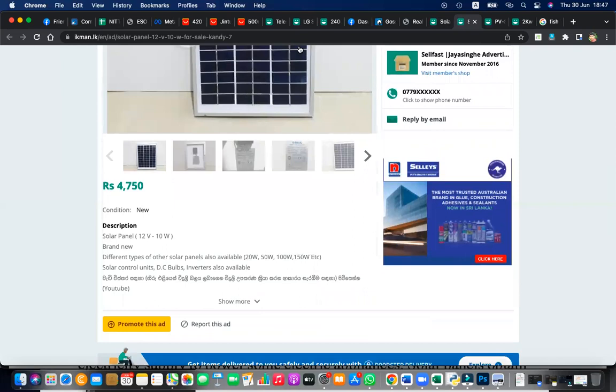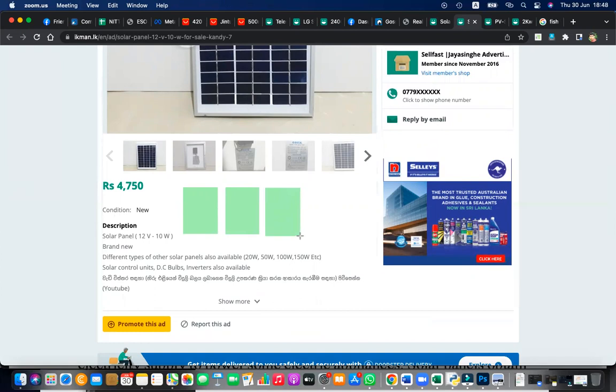Maybe you can show this video to your parents and get their help. Let's say you buy this one, then you need how many solar panels? At least you need 3 solar panels. I'm going to draw that. These green color things are solar panels, right? At least you need 3, because 3 will work. This is not for a very large system.